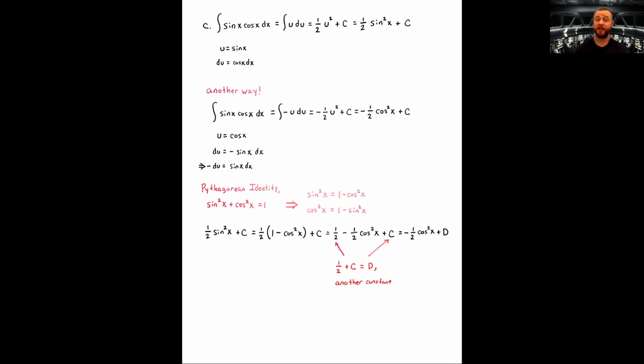And what we have now is an equivalent version for the antiderivative, negative 1/2 cosine squared of x plus a constant d. That is the same. The name of the constant doesn't matter. So earlier we had it as plus c, but here plus d. We just proved these antiderivatives, these answers are the same. So all is well. Different approaches, different ways to solve problems in mathematics should lead to the same answer. So fortunately it worked out.